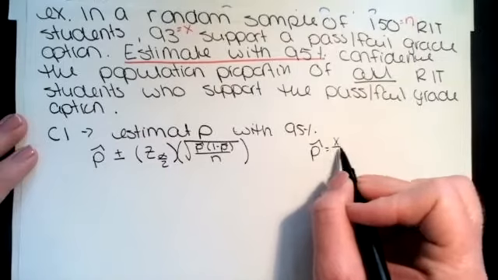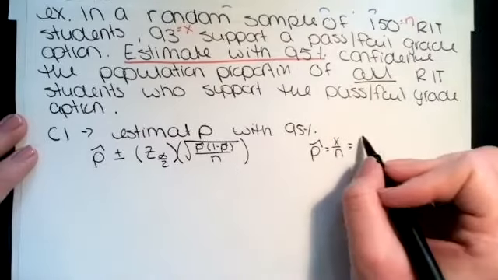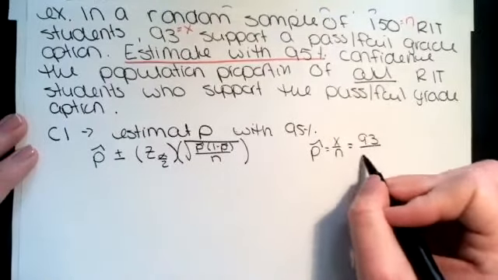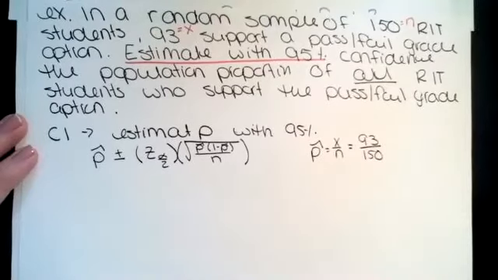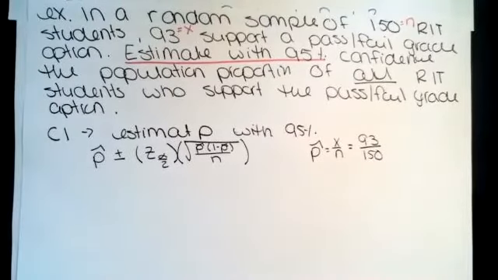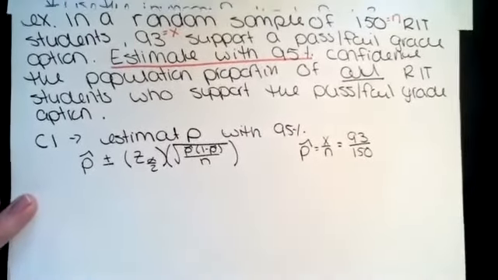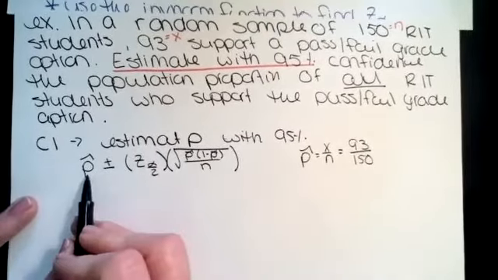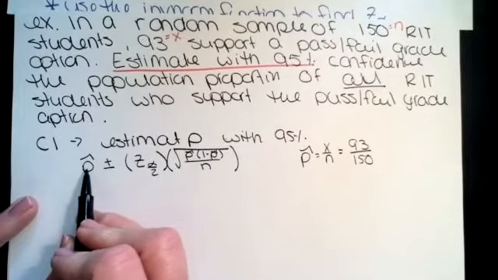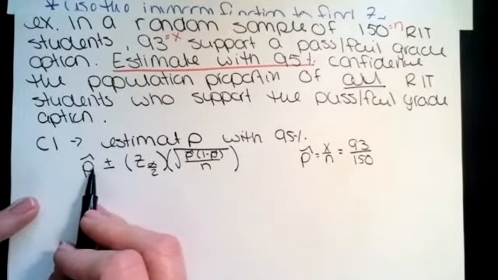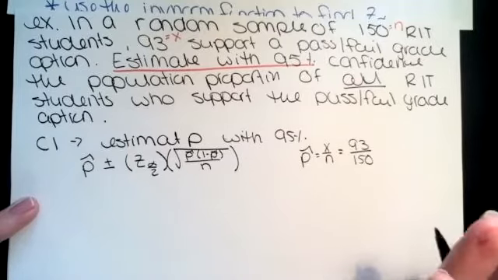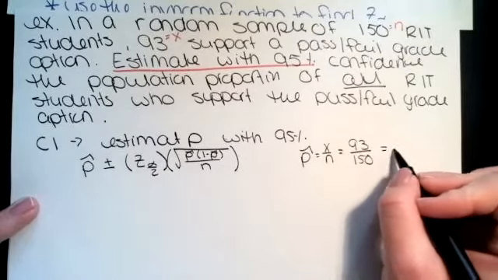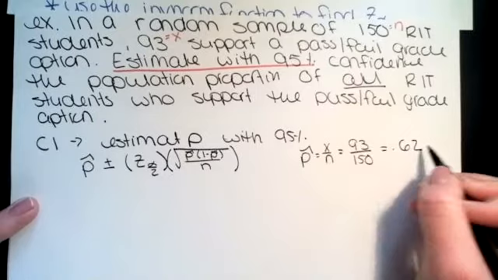Remember, that's X divided by N. So my P hat is going to be 93 out of 150. Now, when we were talking about probability, it was great. I just left it as a fraction. But now I'm actually going to do something with it. I'm going to add and subtract. So I don't want to leave it as a fraction because that just makes life too difficult. I'm going to divide it out and get it into a decimal. So I'm going to write this and use it as 0.62.